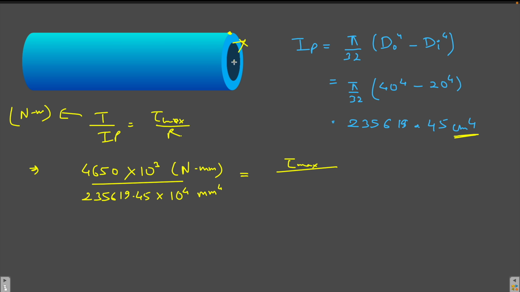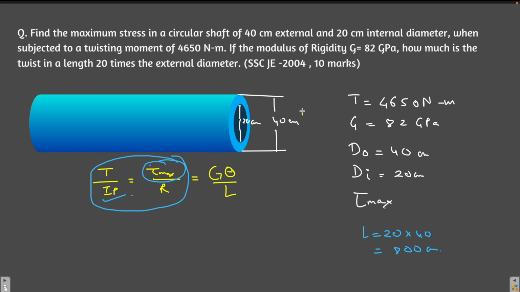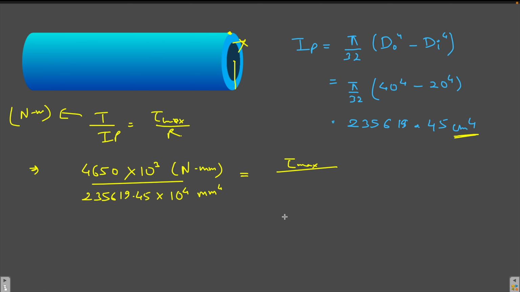Okay, so what is the external radius? The external diameter is 40 centimeter, so the external radius will be 20 centimeter. But we will not use centimeter, we will be using millimeter. So in place of 20 we will be writing 20 into 10 millimeters, right? So everything is converted into millimeters now, and we will get the answer in Newton per millimeter square.